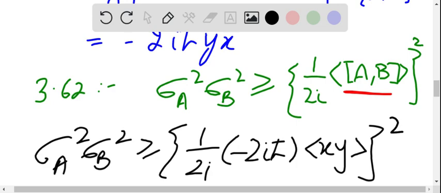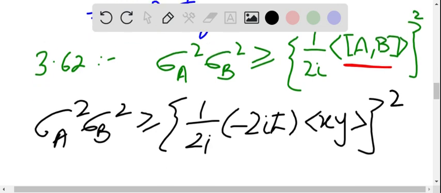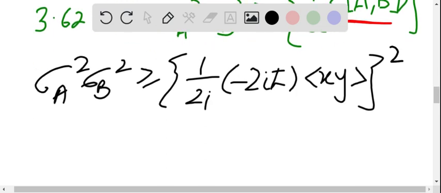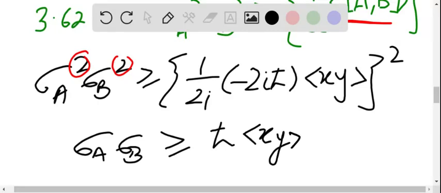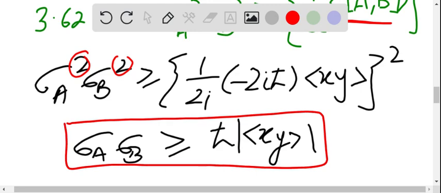But we need to find out the value of sigma a sigma b, right? So it means that we need to get rid of these squares over here. For that we would apply an algebraic technique, and we would get that sigma sub a times sigma sub b is greater than or equal to h cross times the expectation value of xy, right? So this is your solution for part A.